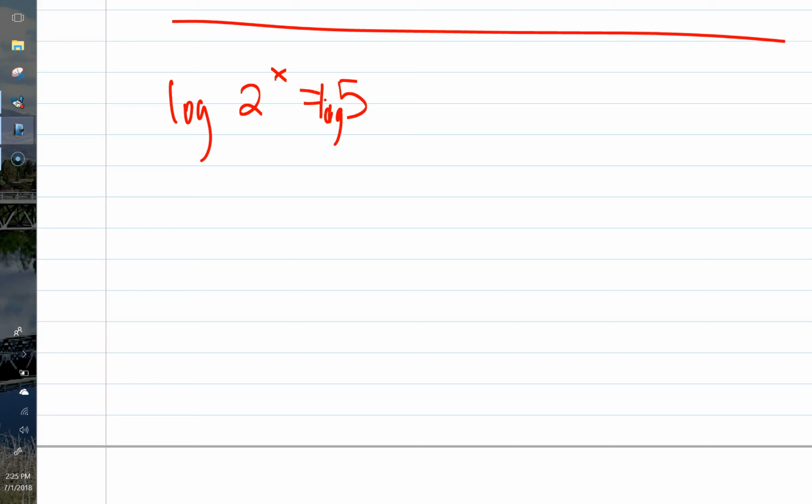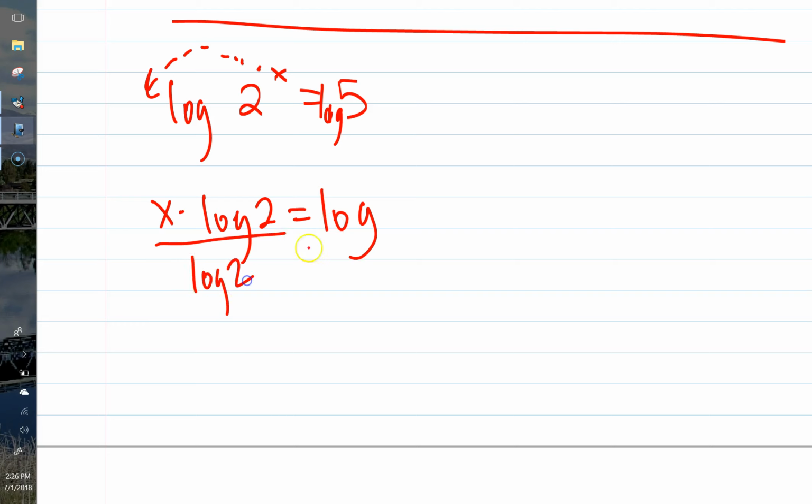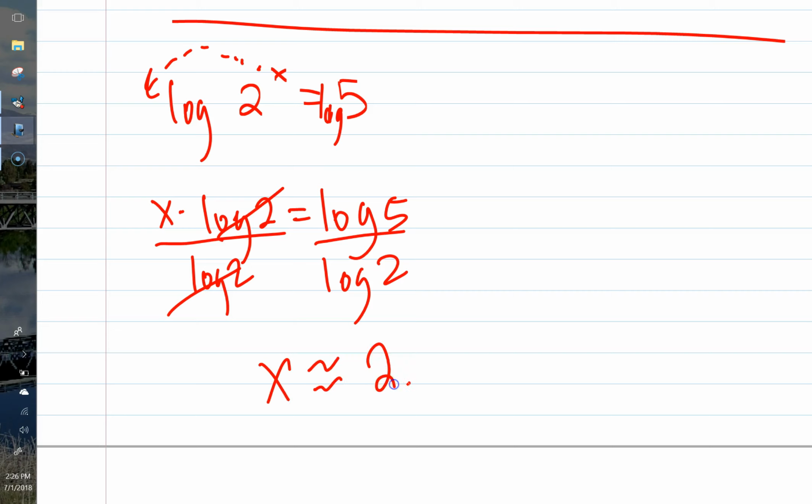What does that do for us? Well, the expanding will say that x can now travel to the front. So instead of x being an exponent, it is now multiplying. And we can undo that multiplying by dividing. And I can do this in my calculator. I can type this in and hit enter, and it will give me an approximate answer, about 2 point something.